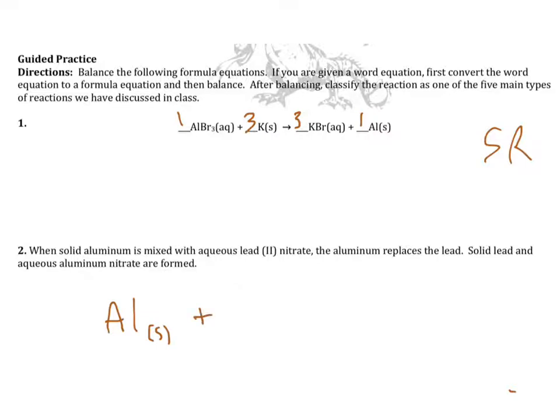Now, lead 2, if you look on your periodic table, is one of those we don't really know the charge of, but it's telling us the charge right there. It is a 2 plus. Now, nitrate is a polyatomic ion because it ends in ate, so you have to look at your polyatomic ion sheet, which shows it's a 1 minus.